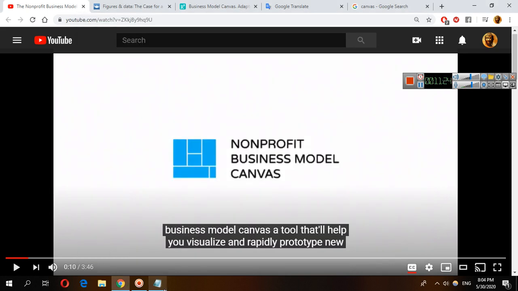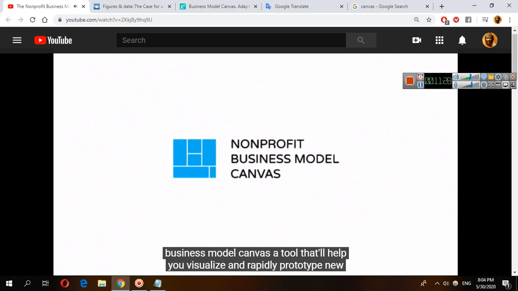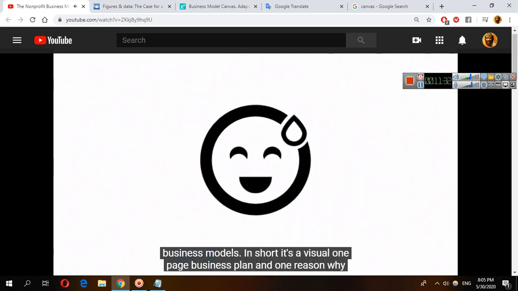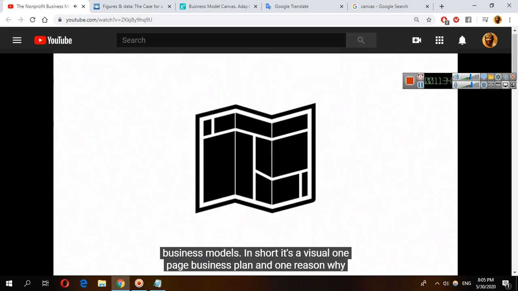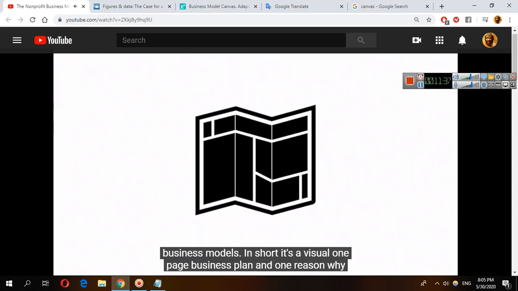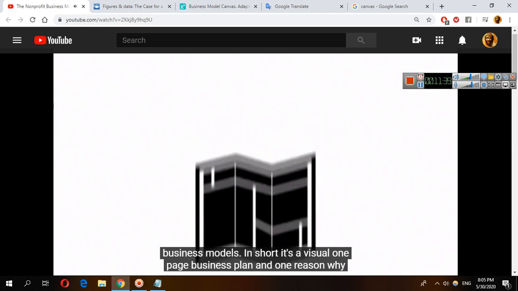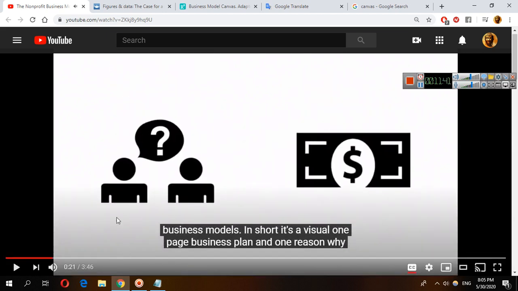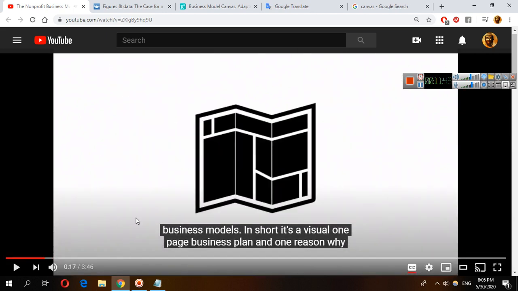That's it. A tool that'll help you visualize and rapidly prototype new business models. Whew, that was a mouthful. In short, it's a visual, one-page business plan. Right, he gives a fun definition.